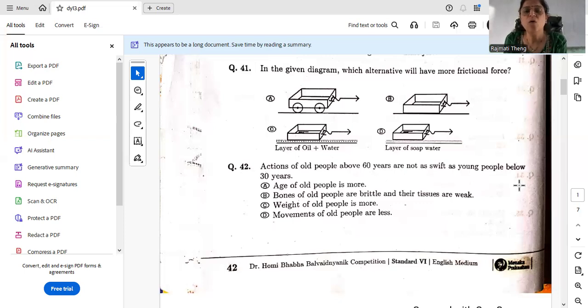Bones of old people are brittle, and their tissues or muscles which help the skeleton system to work are weak, so their action is slow as compared to the young ones below 30 years. So question number 42, option B is the correct answer.